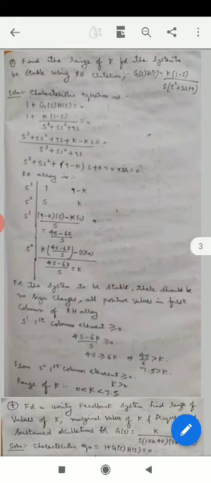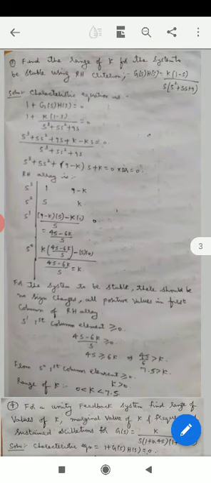So 1 plus G(S)H(S) equal to 0 is the characteristic equation, and G(S)H(S) is given in the problem. So 1 plus K into (1 minus S) divided by S into S square is S cube, S into 5S is 5S square, plus S into 9 is 9S. If you take the LCM, you'll get S cube plus 5S square plus 9S plus K into 1 is K, minus K into S, divided by the denominator, equal to 0. Zero into the denominator gives 0 only.